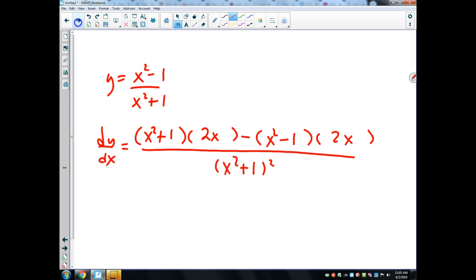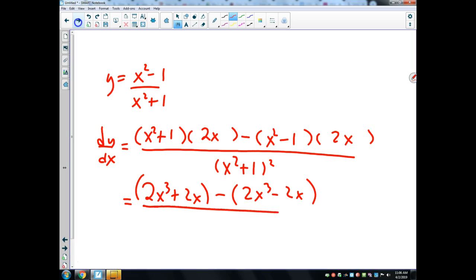Perfect. All right, so we could simplify this. Let's see. 2x times x squared plus 1 distributed, you get 2x cubed plus 2x. Quantity minus, let's distribute the 2x over in the second term. 2x times x squared minus 1 is 2x cubed minus 2x. All over x squared plus 1 all squared. Okay, we can simplify that some more even.